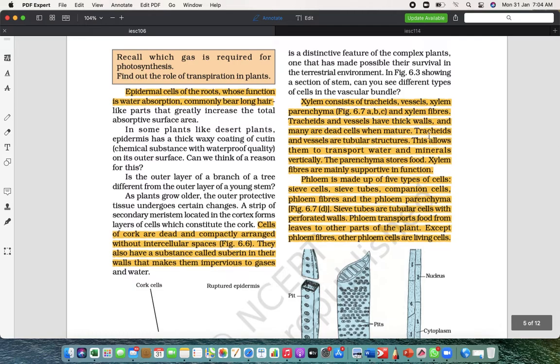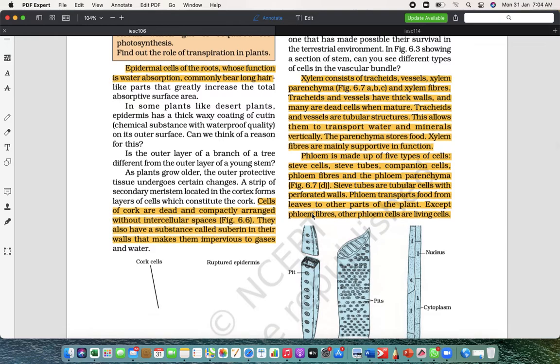Now epidermal cells of the roots have the function of absorption and commonly bear a long hair-like structure that increases the total surface area. Now cork cells are dead cells.